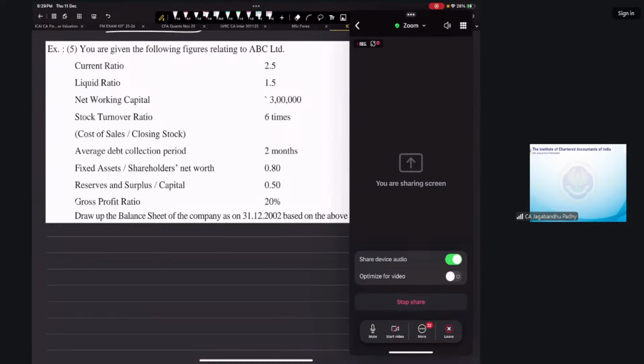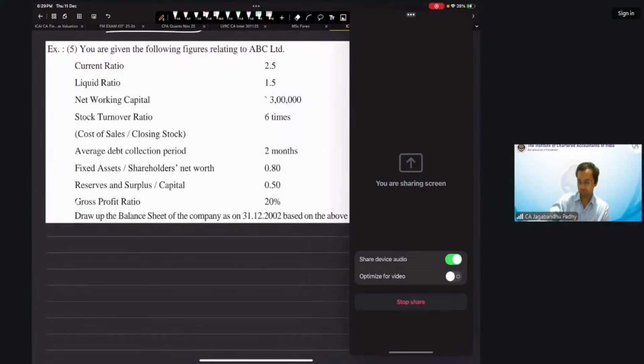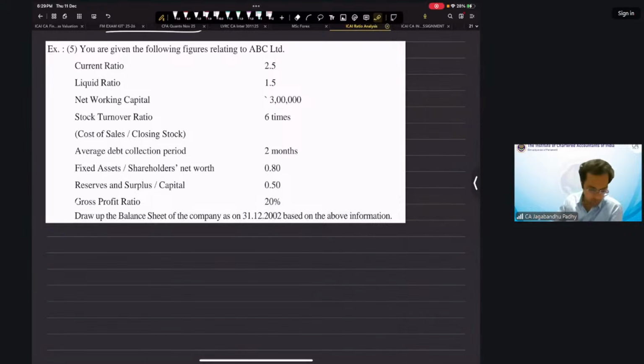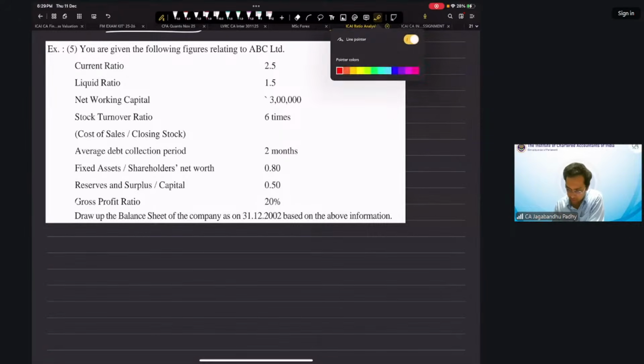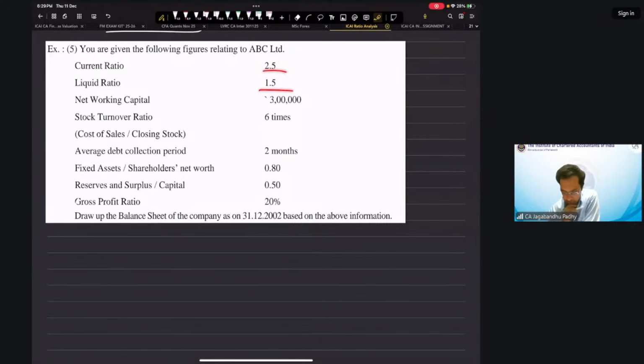Okay, so let us look at the solution for this now. So we have the current ratio, guys. Current ratio is 2.5 and liquid ratio is 1.5. We have the net working capital, right? So when we have net working capital of 3 lakh, you have current ratio and liquid ratio available for us.